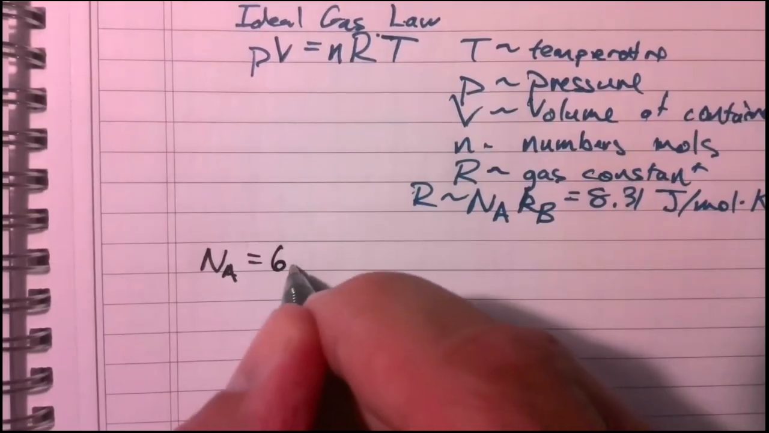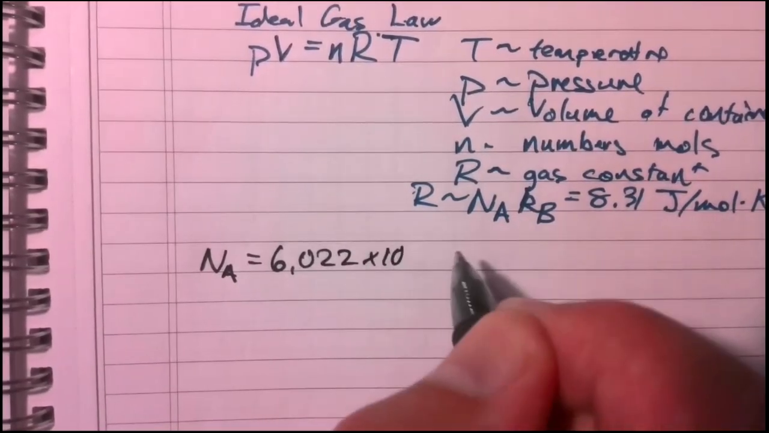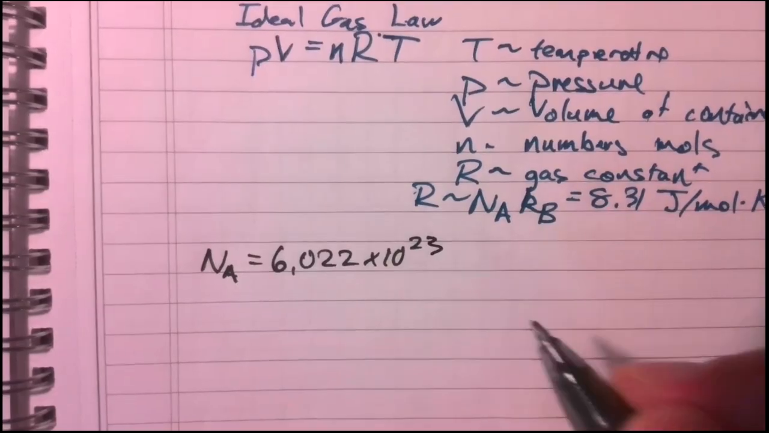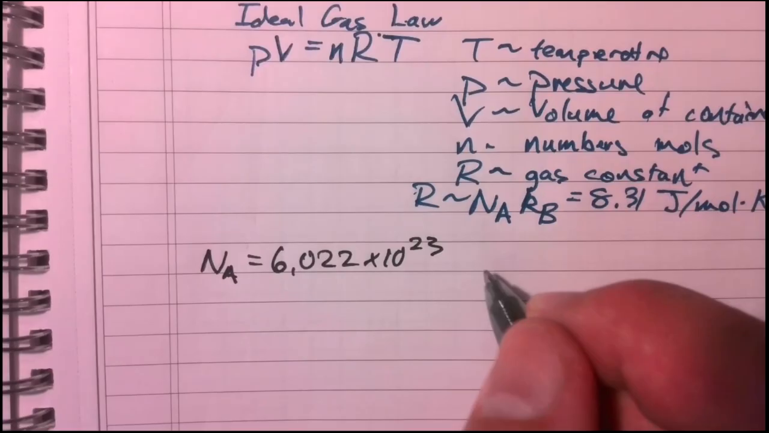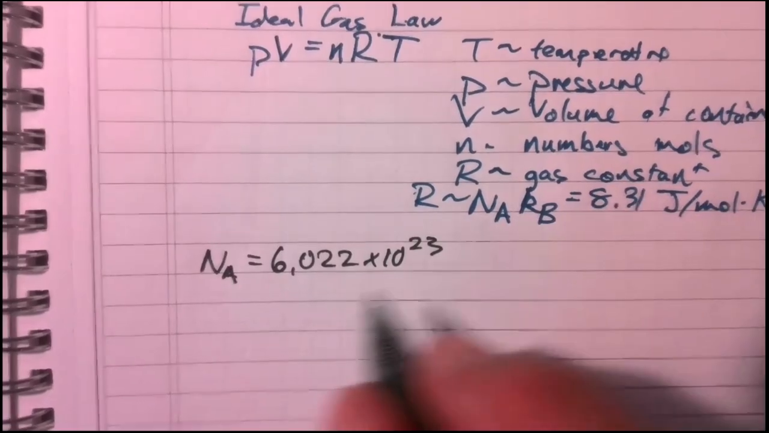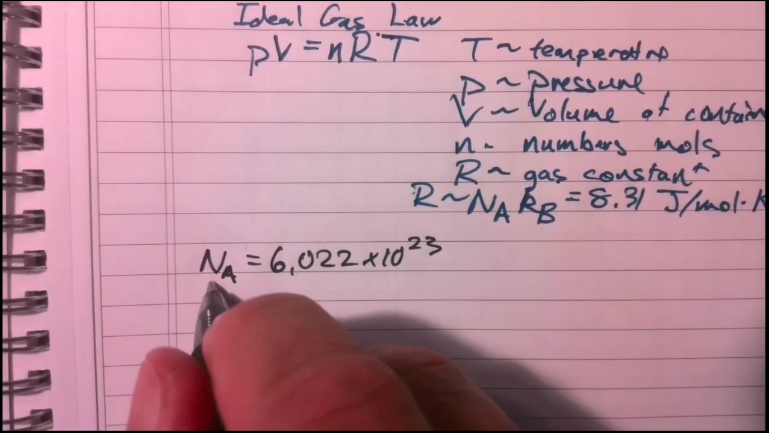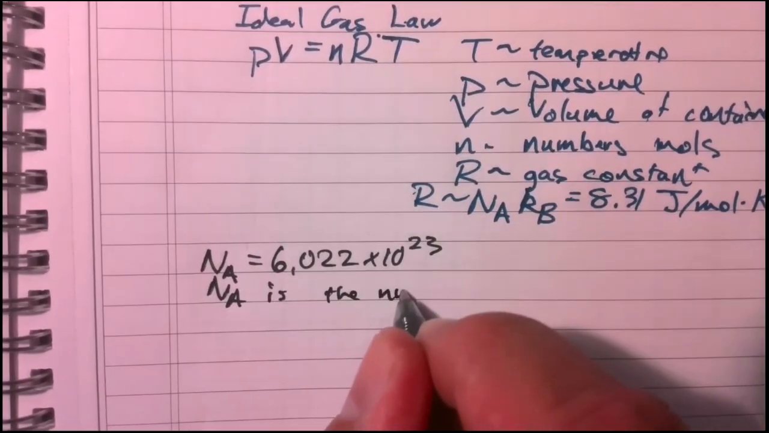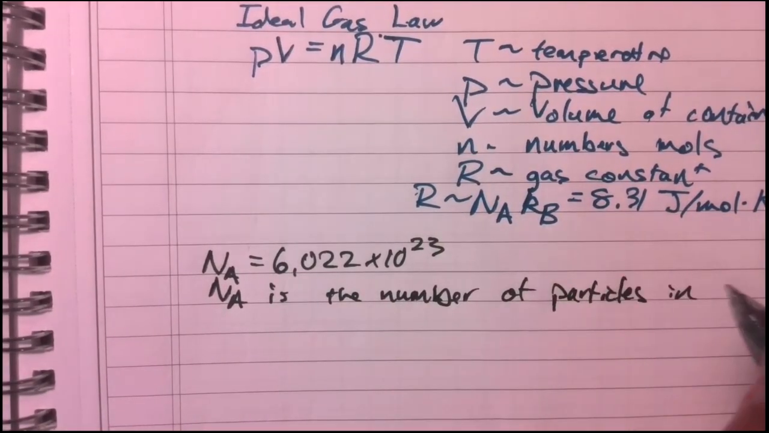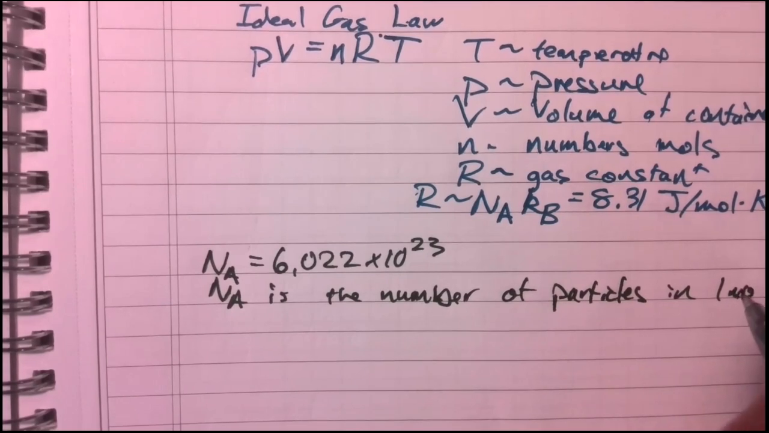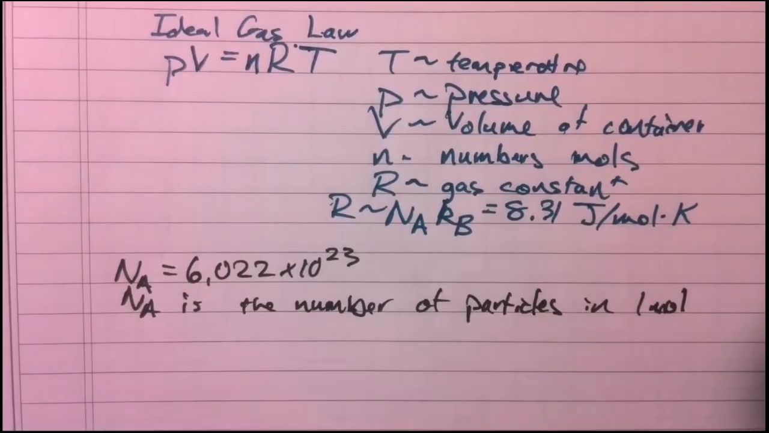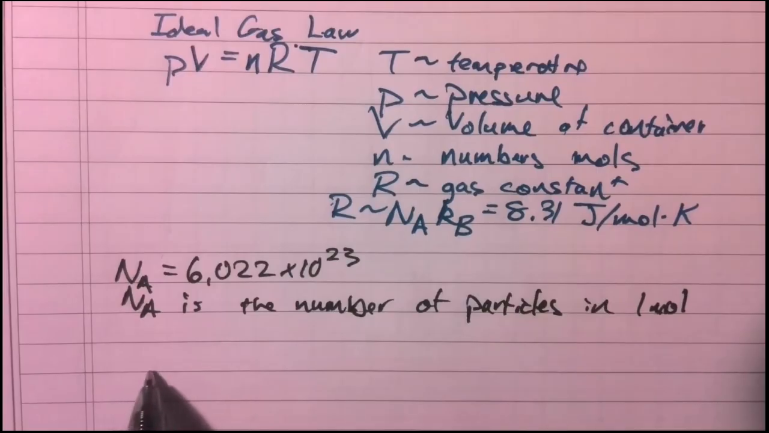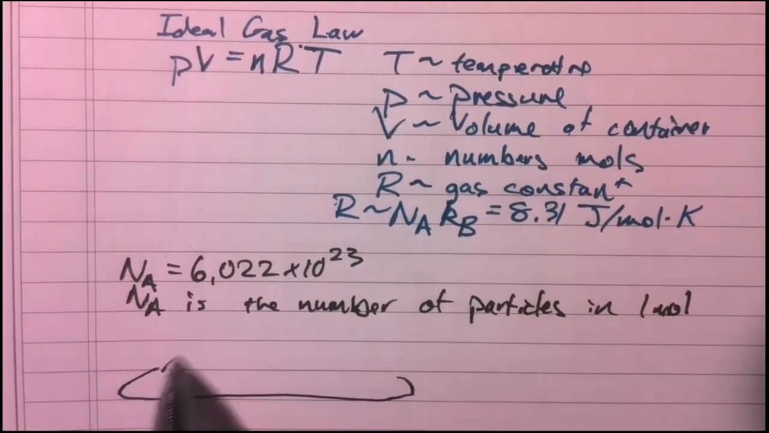Avogadro's number is 6.022 times 10 to the 23rd. And this is a very important number because this is the number of particles in 1 mole. So N_A is the number of particles in exactly 1 mole. A mole is something that is commonly used in chemistry, but we also use it in physics as well. And it's a unit of measure, just like if you get a dozen eggs.